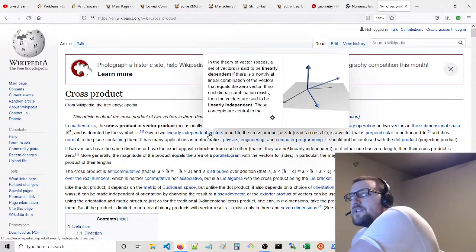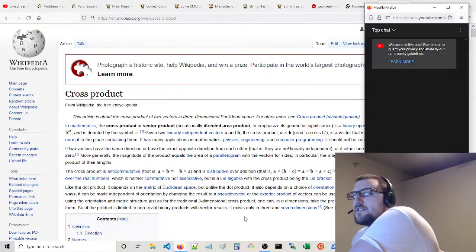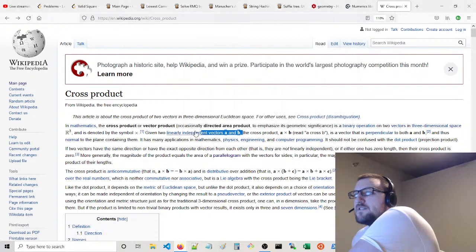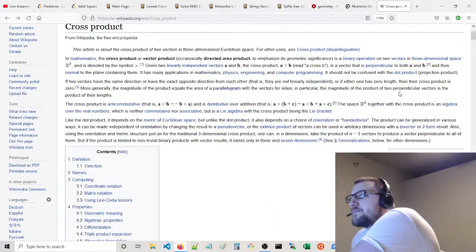Linearly independent is defined as non-trivial linear combinations of vectors that equals the zero vector. Okay. I think basically linearly independent is another way of saying that you cannot normalize. If you normalize the two vectors, they're not equal to each other. I guess another way. It's perpendicular to both. Same direction or have the exact opposite direction from each other. 0.